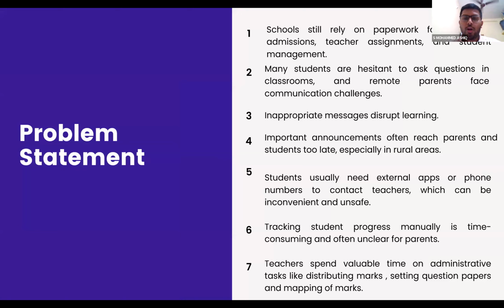Important school announcements often fail to reach the students and parents on time, particularly in rural areas of India. Students are forced to use external apps or phone numbers to connect with teachers, posing a risk to safety and privacy. Parents and teachers find it difficult to monitor students' progress due to manual tracking, which is often unclear and inefficient.